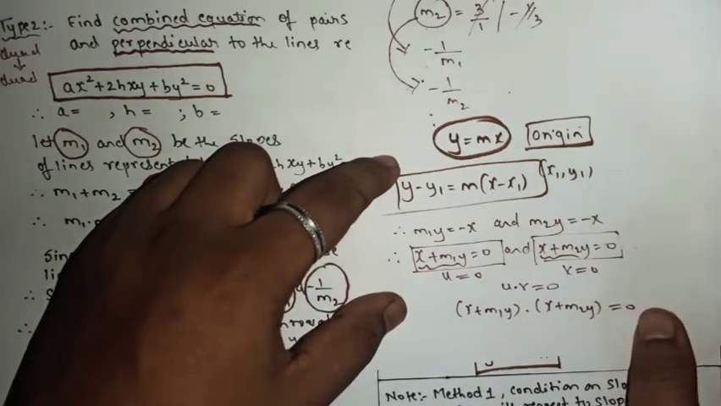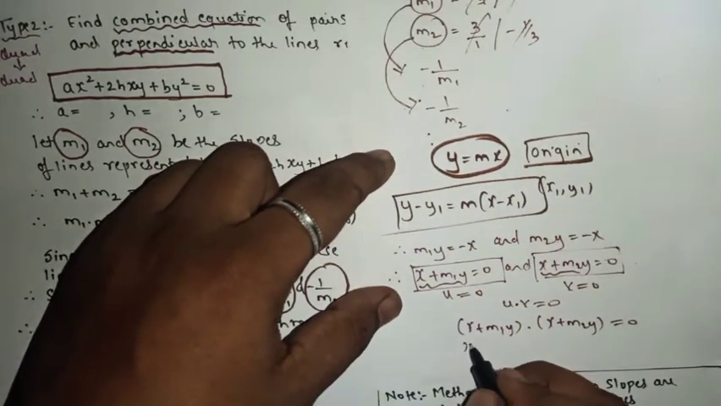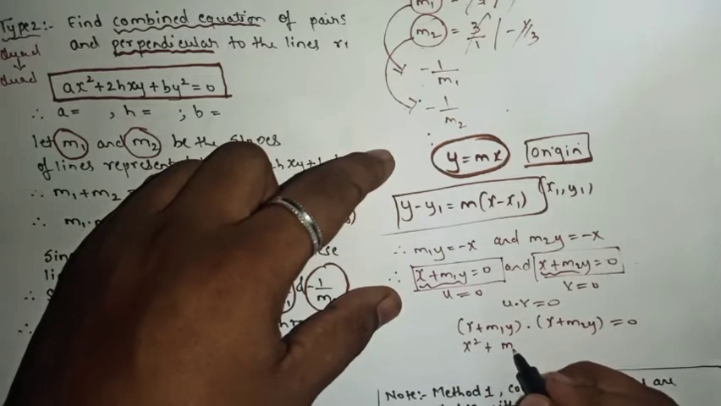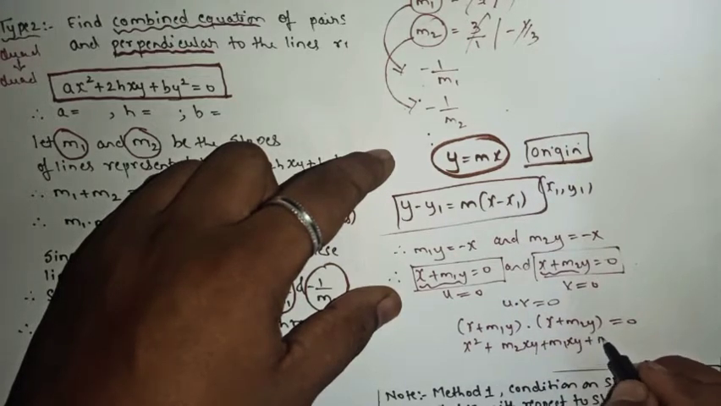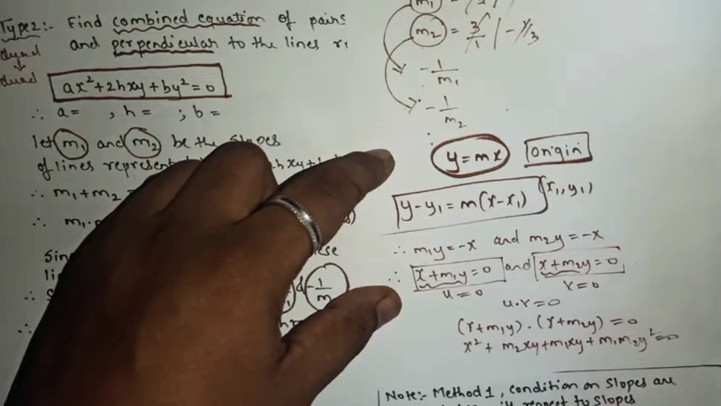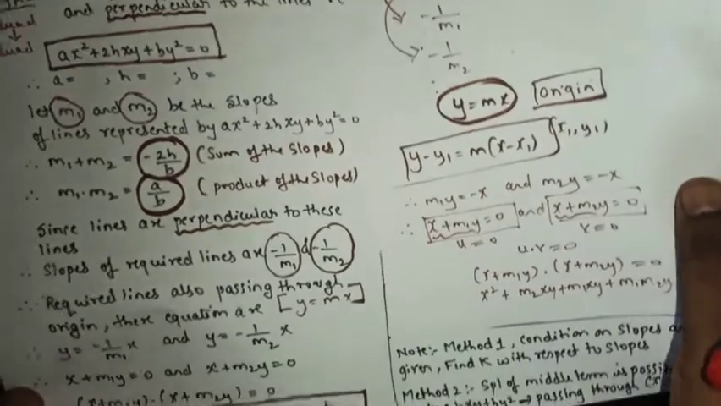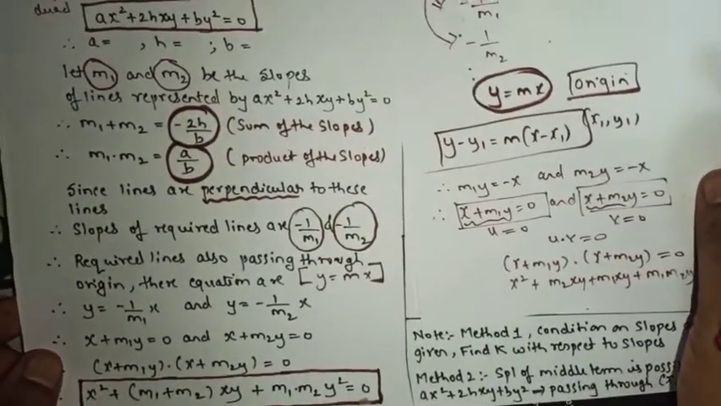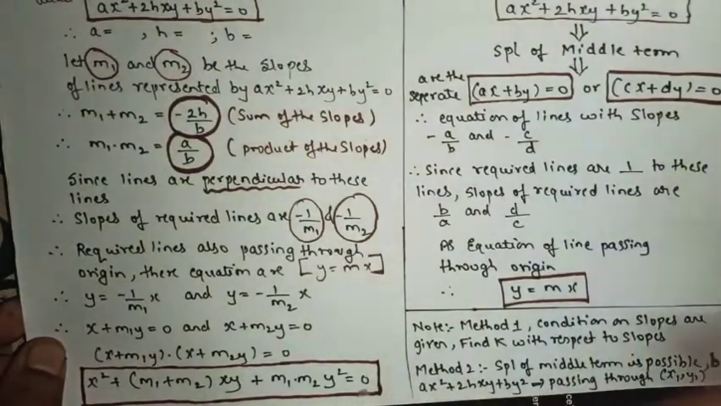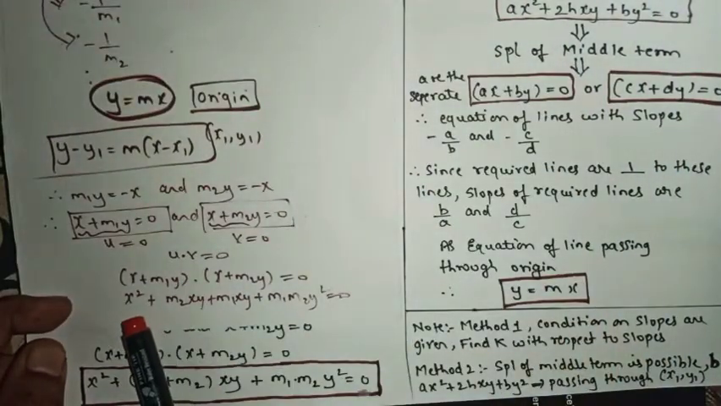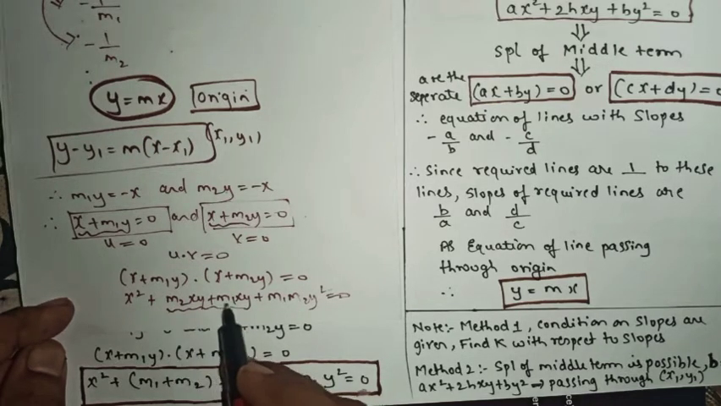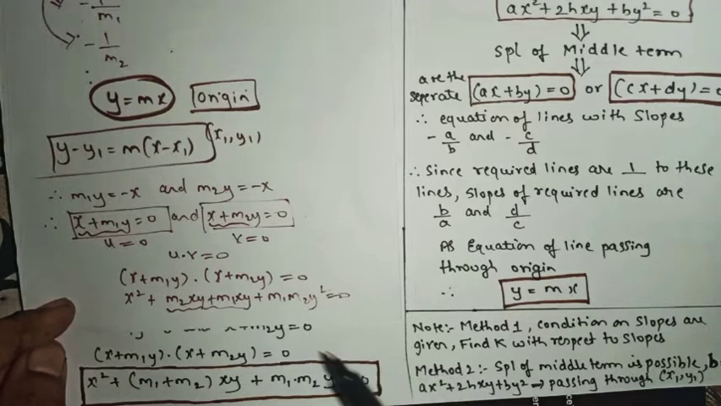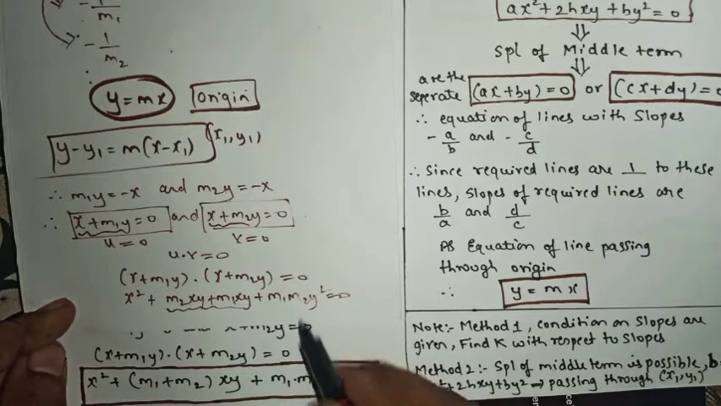Open the brackets and expand. x into x is x square, then m2xy, then m1xy, and m1 m2 y square equal to 0. Yes or no? So the final step is you keep this x square as it is. Here xy is common, so we are left with m1 plus m2, and the last term is m1 m2 y square, as it is.